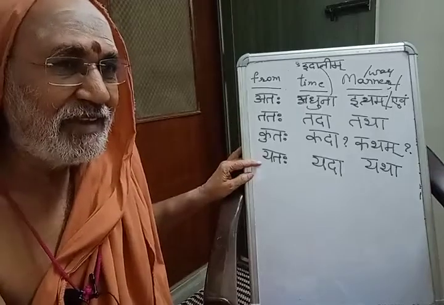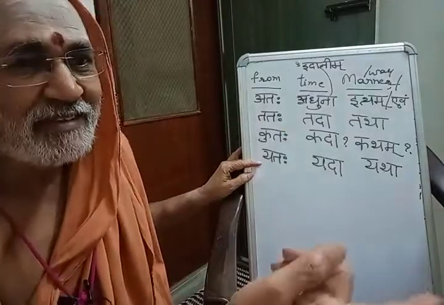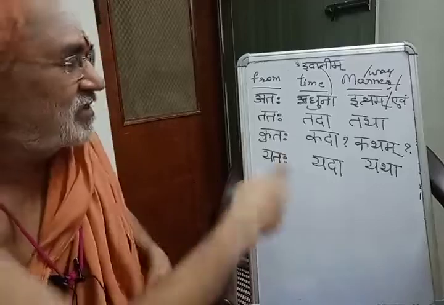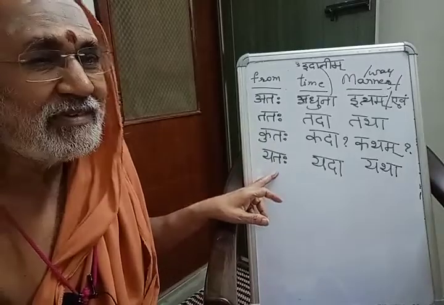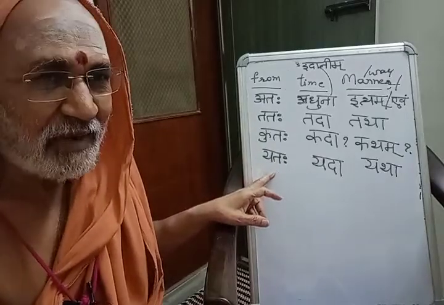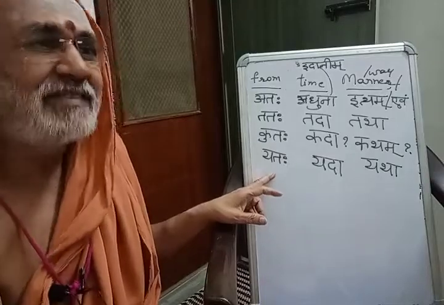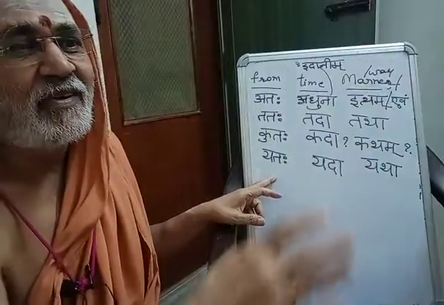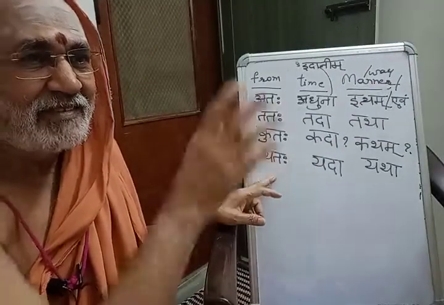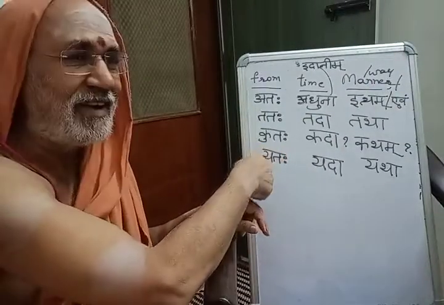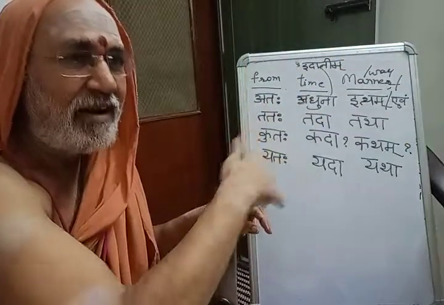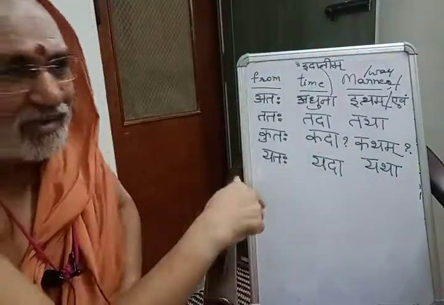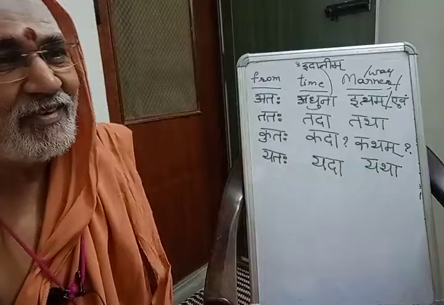Then yataha means since, therefore, hence. In English we have "since." So yataha means since. Since can mean place, since can mean time, since can mean reason. Yataha: since this happened, hence, therefore this. So yataha is a reason and a relative, and tataha is its counterpart, therefore.